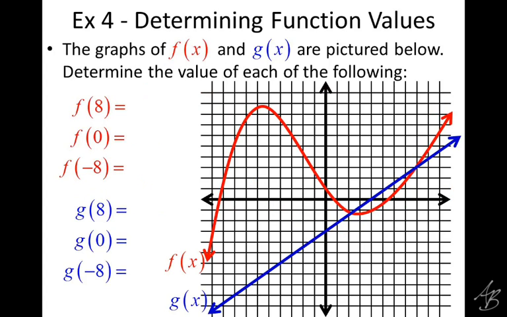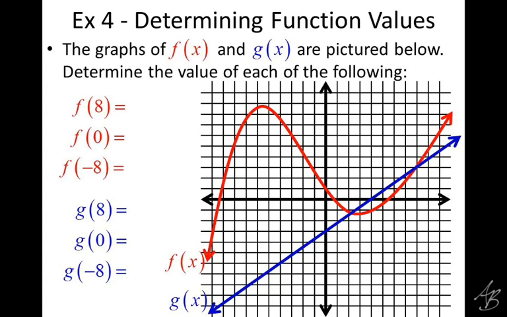All right, so this last one, we have 2 different functions on the same graph. So you want to make sure you keep them straight. Notice that f of x is the one that curves, and g of x is the straight line. So go ahead and figure out what the values of the functions are. Both of them we're using the same values. So we want to know what f of 8, f of 0, and f of negative 8 are, and then g of 8, g of 0, and g of negative 8.